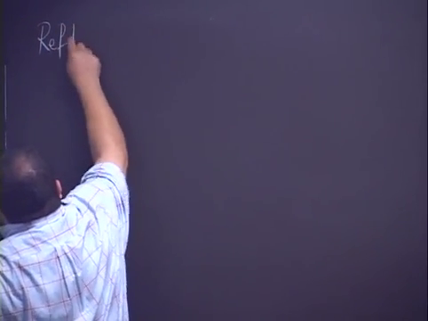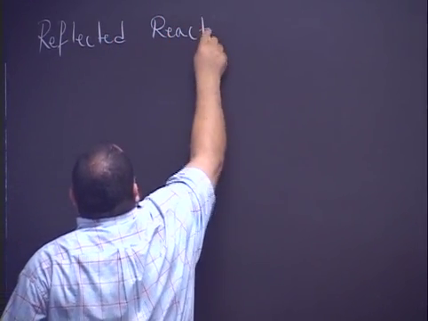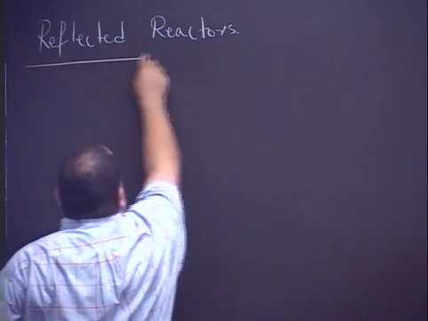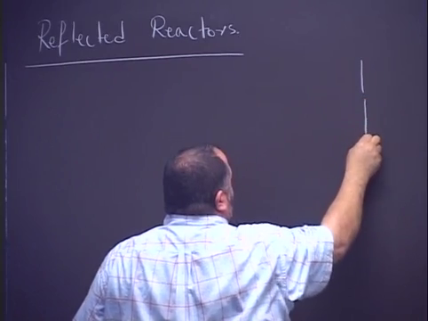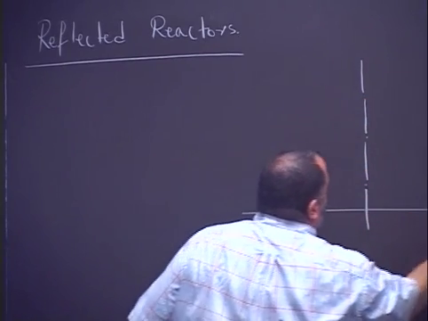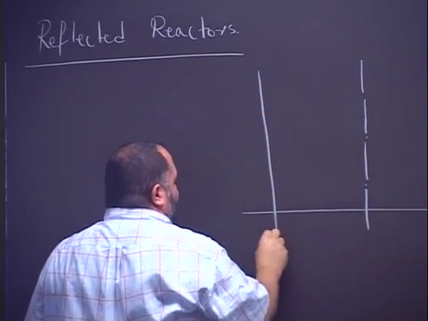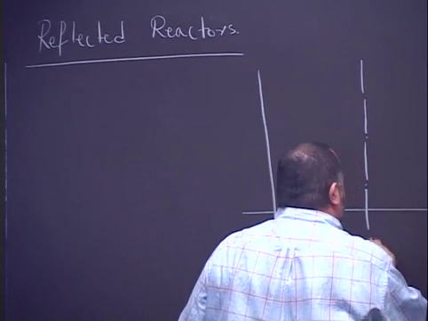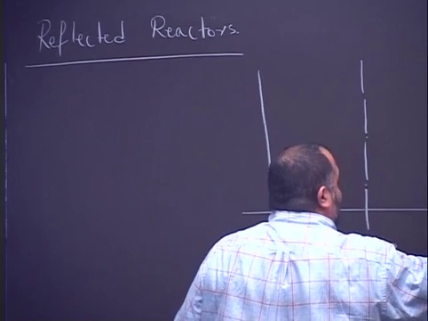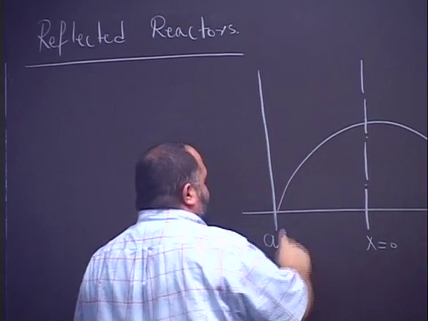So we'll be talking about reflected reactors. Usually in the case of a bare reactor, you have a slab like this, and this is the extrapolated distance here, a extrapolated, and this is a extrapolated, and this is x equal to 0. We stated that the flux would be something like this.